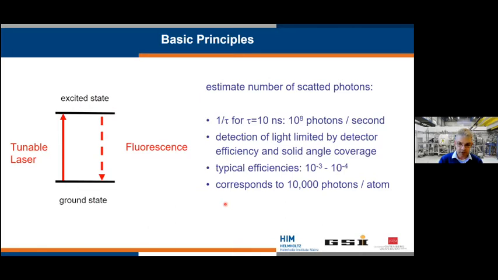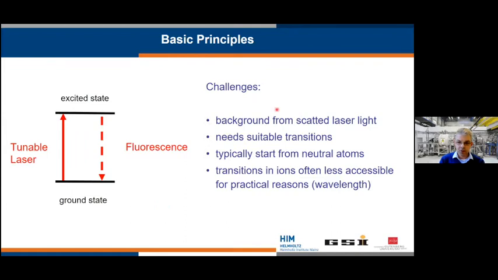However, in practical environments, you often have various sources of background. And one of the background sources can, of course, be scattered light from the laser, because in the simple example that I sketched here, you would observe fluorescence on the same transition where you do the excitation. However, your laser photon rate might be much higher than the rate you can collect from your fluorescence in the spontaneous emission. So the challenge that you normally deal with is a background from scattered laser light.